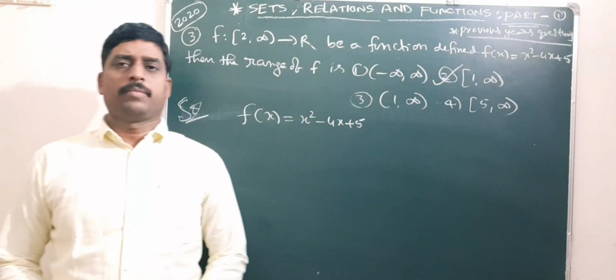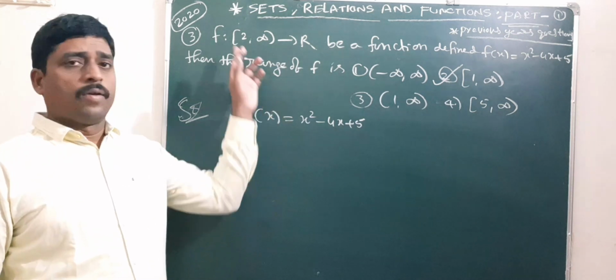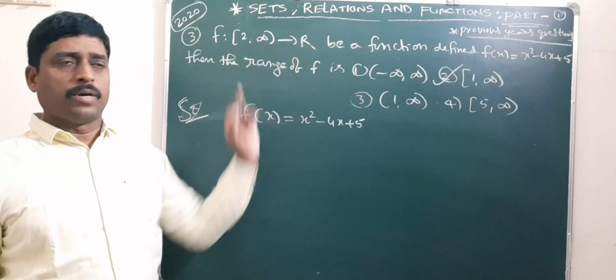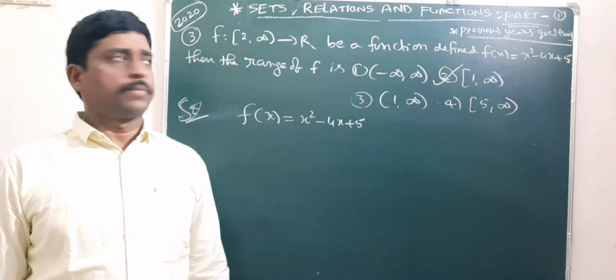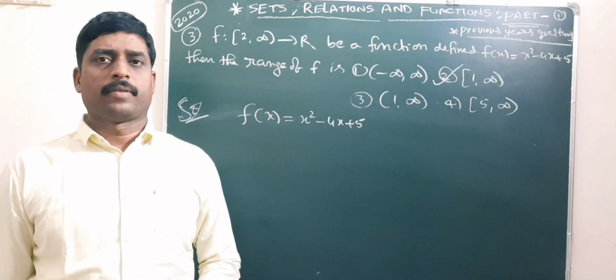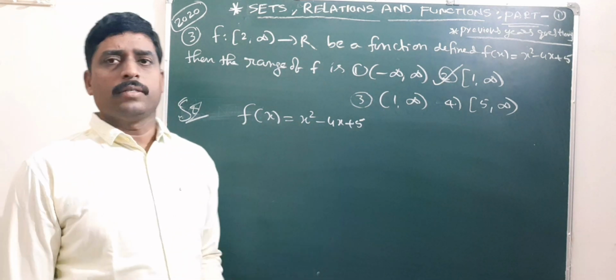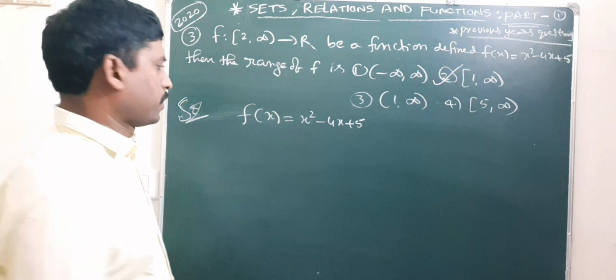So let us see question number 3. This is a 2020 year question. So what is the statement given? f is a mapping from the closed interval [2, infinity) to R, a function f(x) equal to x square minus 4x plus 5. Find the range of f(x). So basically this question is asking, f(x) is equal to x square minus 4x plus 5, then find out the range of f(x).